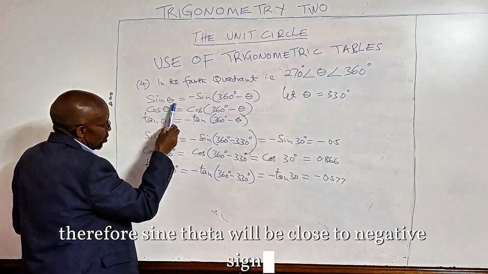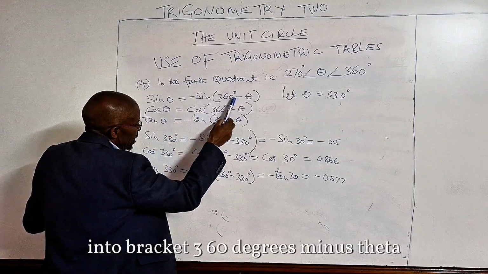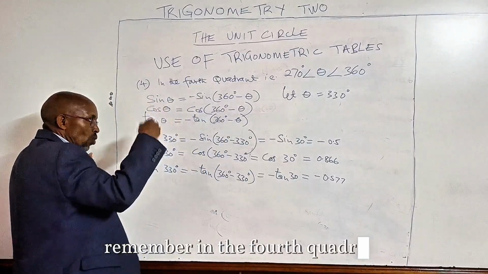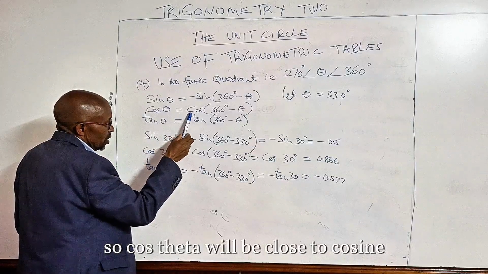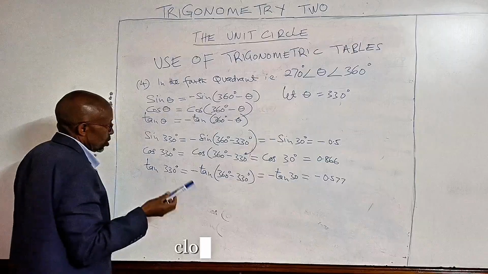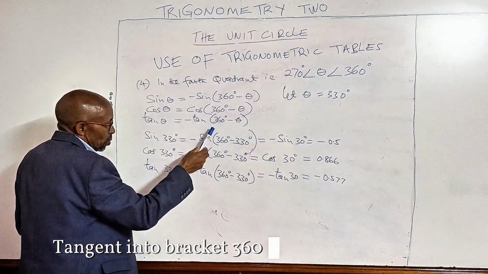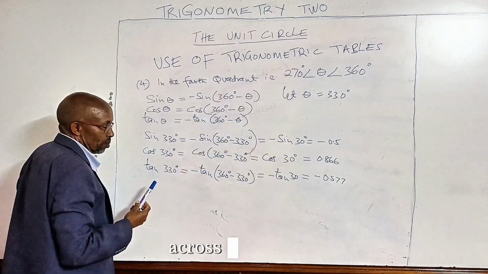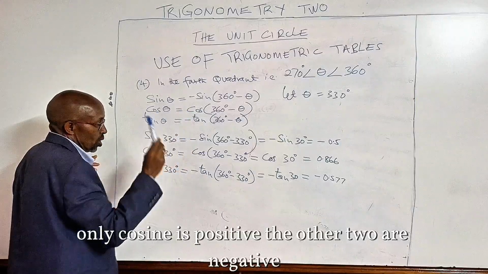Therefore, sine theta will be equal to negative sine into bracket 360 degrees minus theta. Remember, in the fourth quadrant, it is only the cosine that is positive. So cos theta will be equal to positive cosine into bracket 360 degrees minus theta. Close the bracket. The tangent of theta will be equal to negative tangent into bracket 360 degrees minus theta. Close the bracket. Only cosine is positive. The other two are negative.